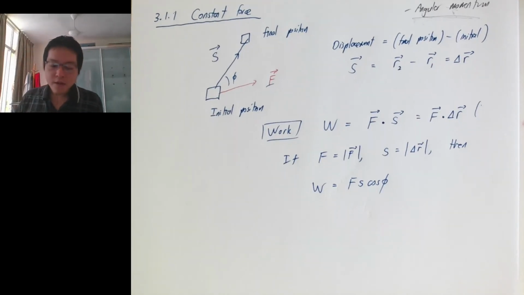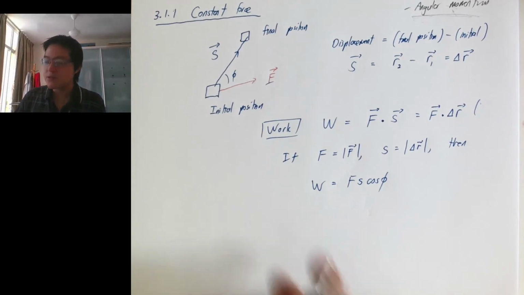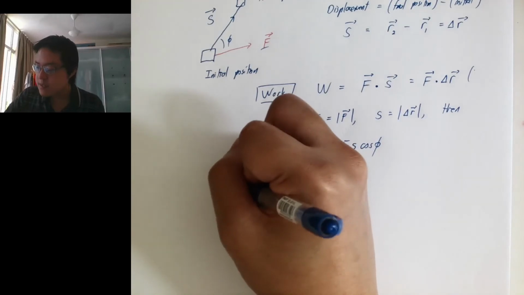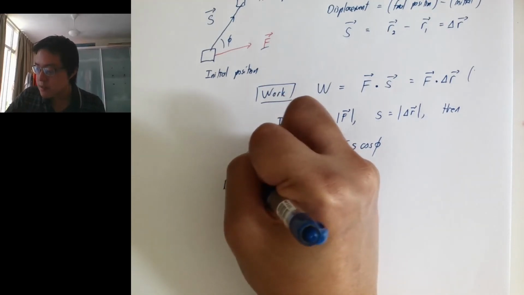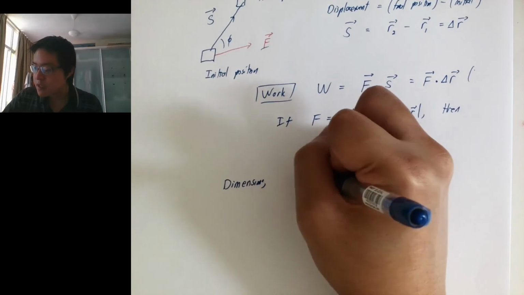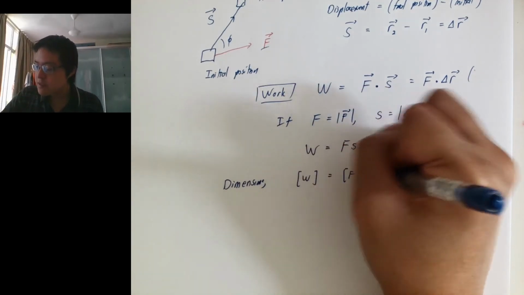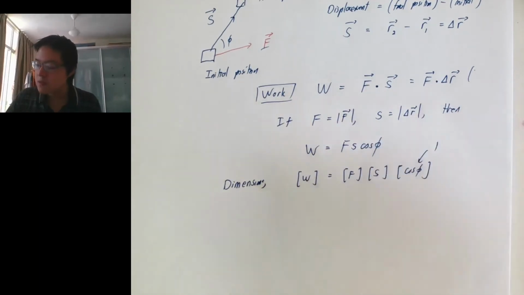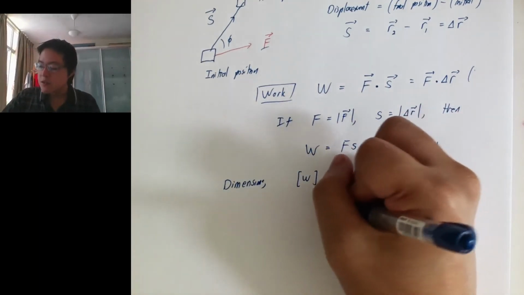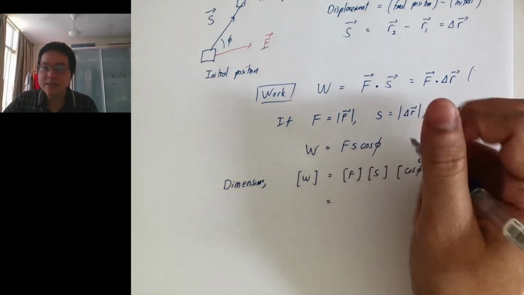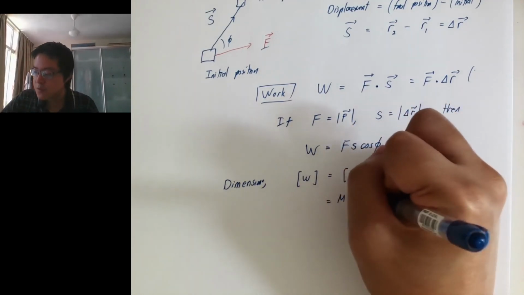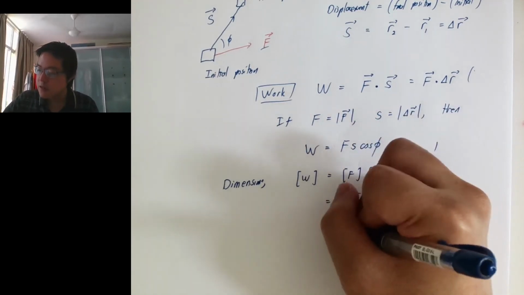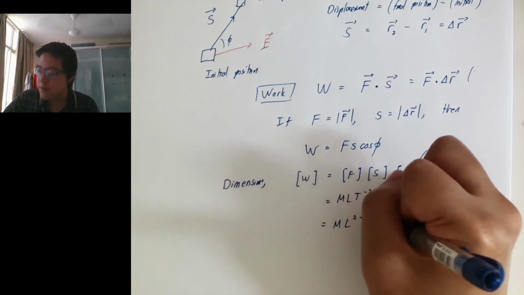So this is the definition of work. Now, this is a new quantity, so I should talk about the dimensions a little bit. What is the dimension and the SI unit? The dimension of work is the dimension of force times the dimension of displacement. The cosine is dimensionless, so we just put it as 1. The force is mass times acceleration, so it's M L T to the minus 2, and then the displacement is another L, so the dimension of work is M L squared T to the minus 2.